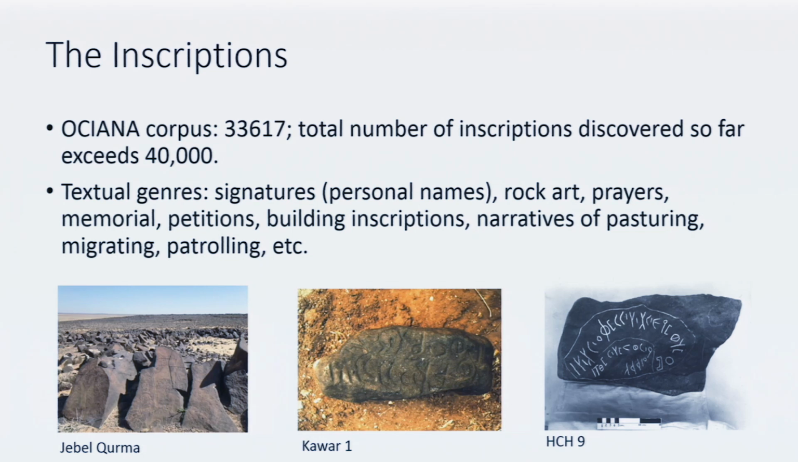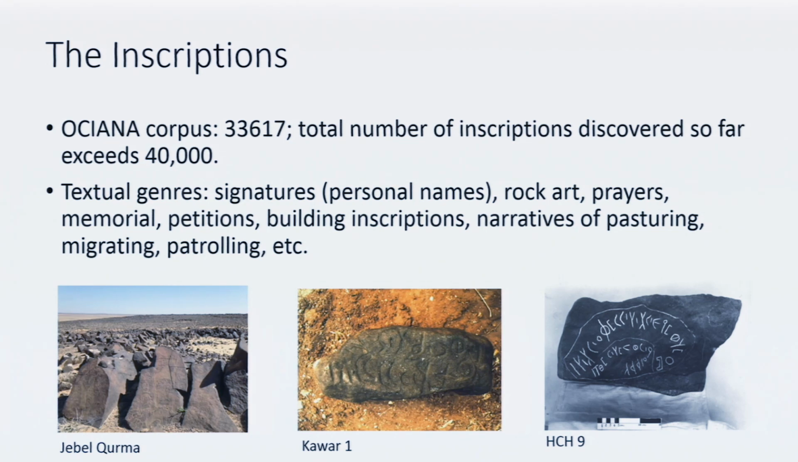The inscriptions themselves in the OCIANA corpus. Now, OCIANA is the database that I'll be talking about today. It was put together at Oxford University under the direction of Michael MacDonald and Professor Jeremy Johns. And it is a database containing the inscriptions of North Arabia, the ancient North Arabian inscriptions, the ones in these kinds of alphabets, Safaitic, Hismaic, Thamudic, and so on. The Safaitic corpus is 33,617 texts. Now, there are more than 40,000 known texts. They just have not all been inserted into the database yet.